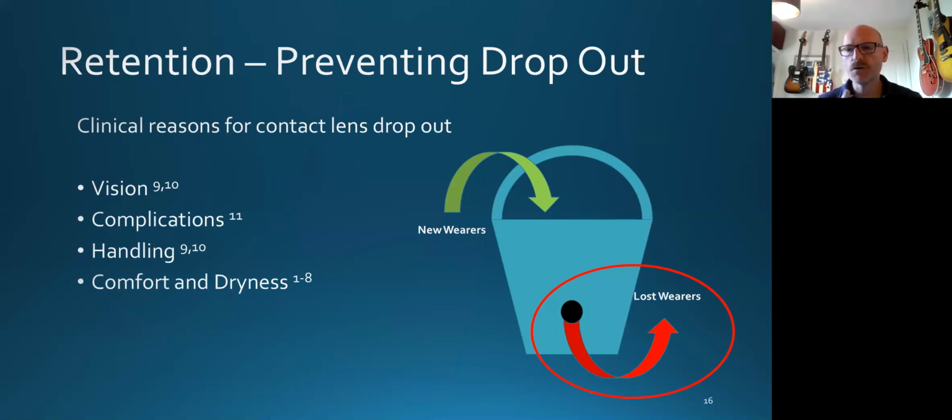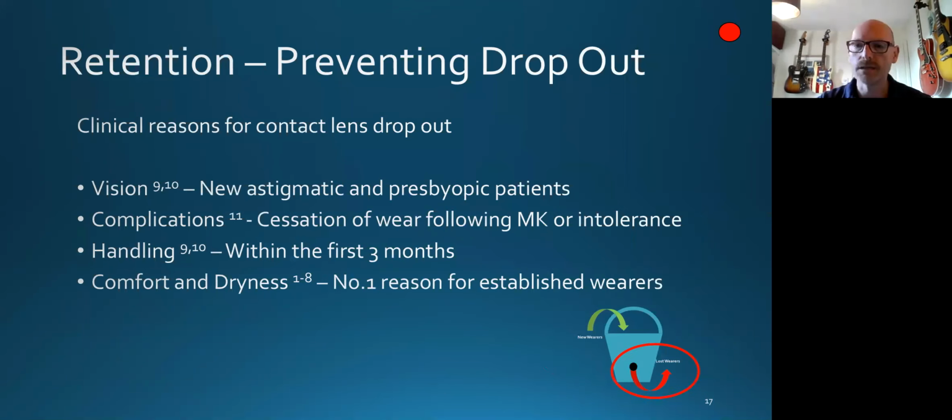So let's focus on preventing dropout. Let's get back to that sort of clinical CET side of things and look more closely at what we can do in terms of those lost wearers. Well, we've got 4 headings here that we're going to look at: vision, complications, handling, comfort, and dryness. So comfort and dryness was called out by the poll as the #1 reason for people dropping out of lenses. Vision was also in there as well. So let's just take a closer look and see what we can learn about these.